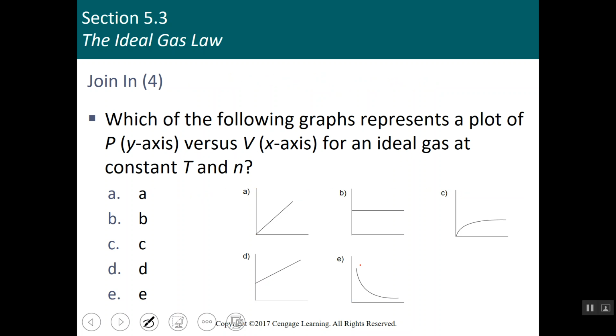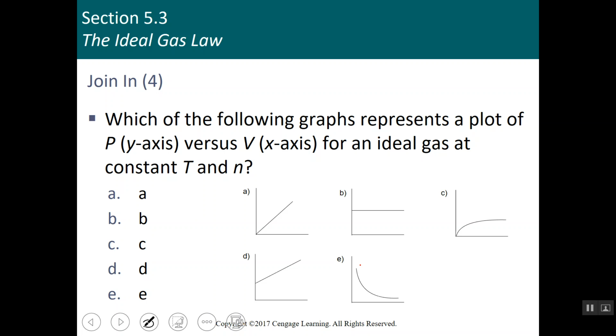All right, so we're going to finish up this PowerPoint presentation by going through and conceptually looking at some different graphs and seeing if we can figure out the relationships between these two. So the first one, Join in 4, is looking at Boyle's law.